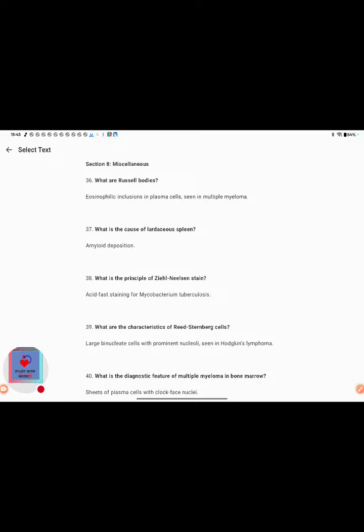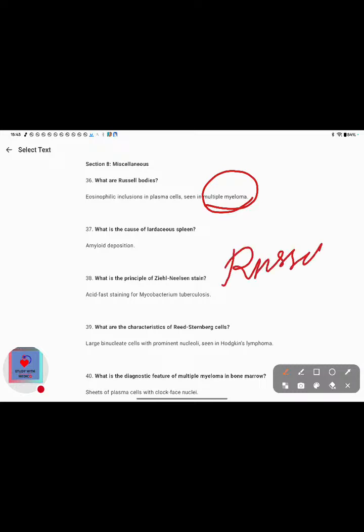What are Russell bodies? Russell bodies seen in multiple myeloma. Russell is a snake, okay? Russell bodies. So eosinophilic inclusions in plasma cells. Plasma cells have eosinophilic inclusions.